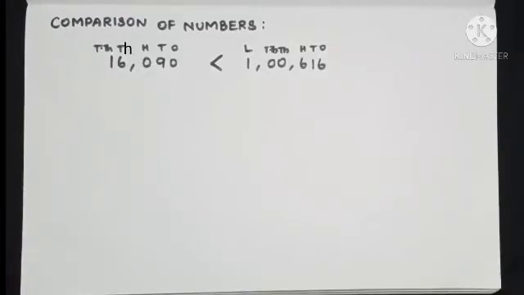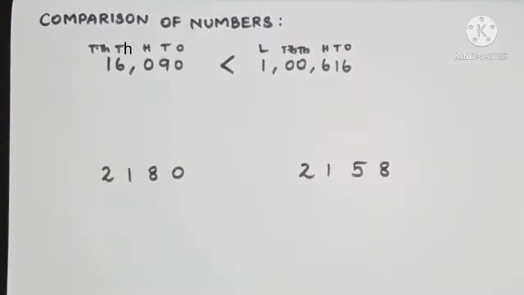As we already know that the number with more digits is greater. Here the number of digits is 6. 1, 2, 3, 4, 5, 6. But here the number of digits is 5 only. So 1,616 is greater.